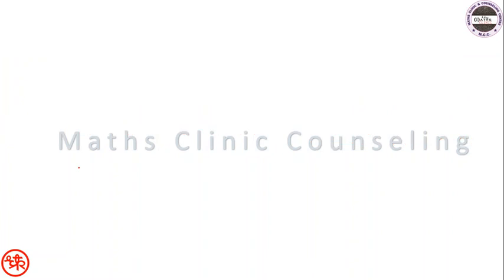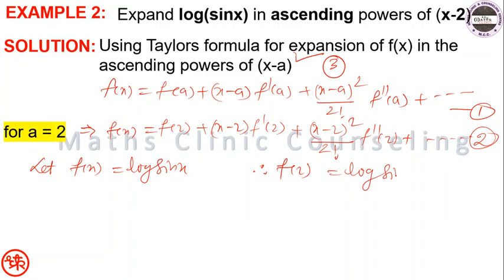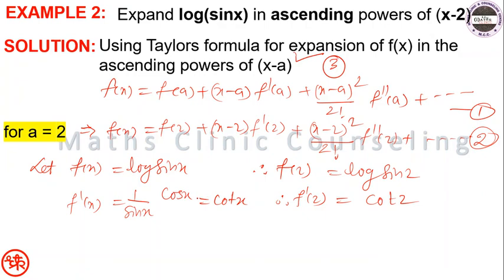Okay, now we consider, let f of x, what is given? Log of sin x. And therefore f of 2 will be log of sin 2. Then what will f dash of x be? Differentiate. It is 1 by sin x, the derivative of log of sin x, into the derivative of sin x which is cos x, and it is equal to cot x, and therefore f dash of 2 is equal to what? Cot 2. Is that clear?